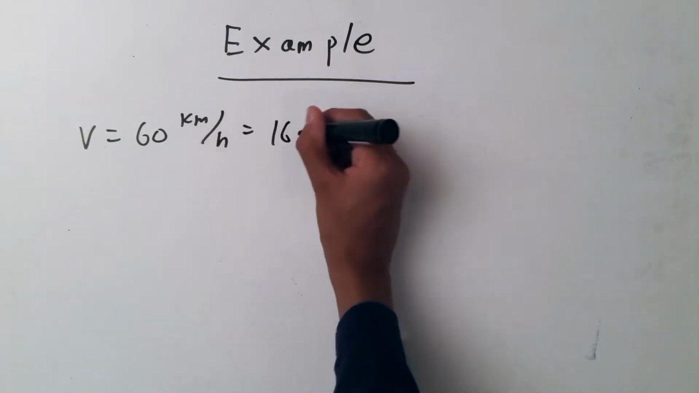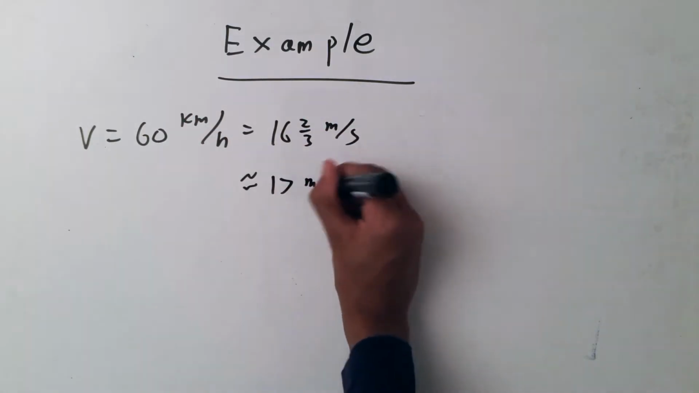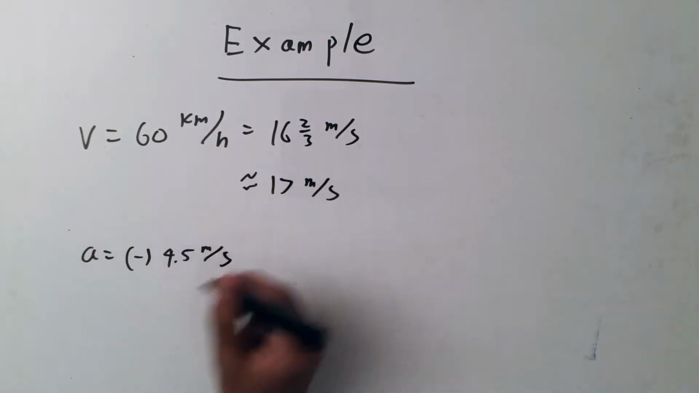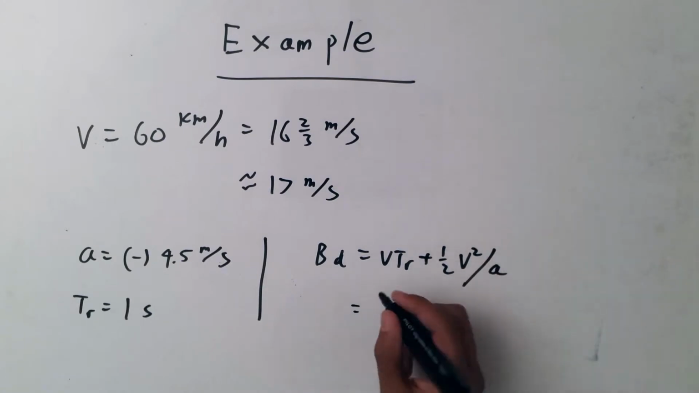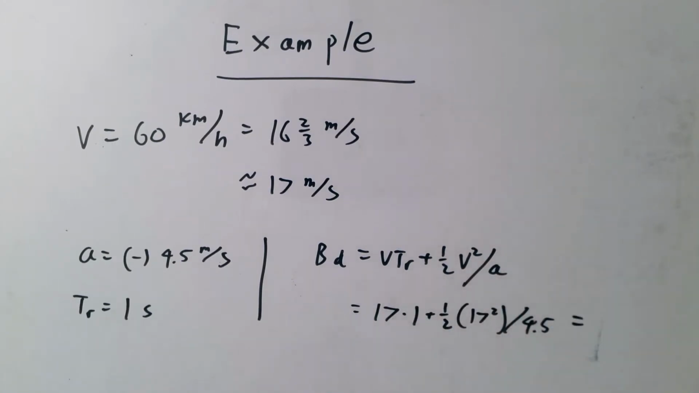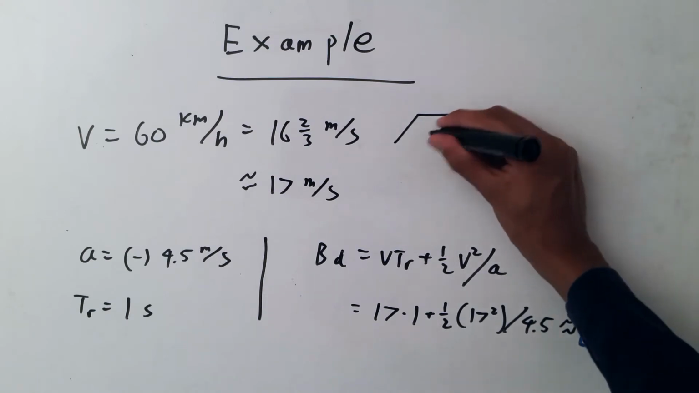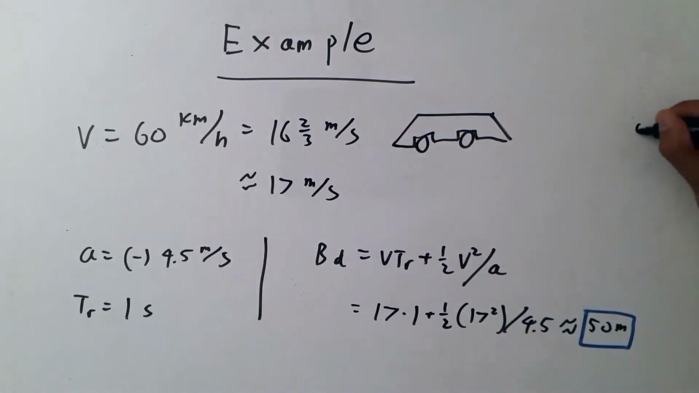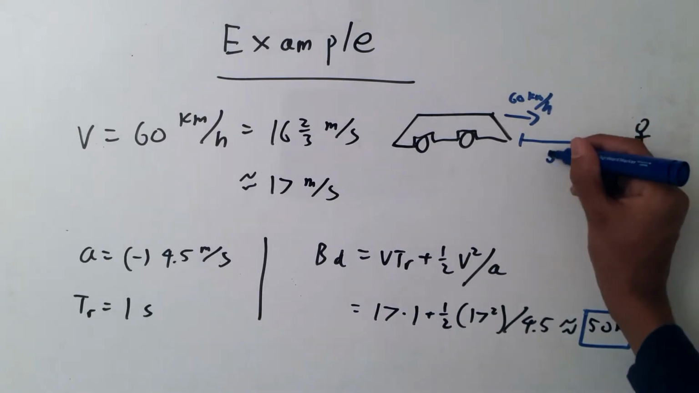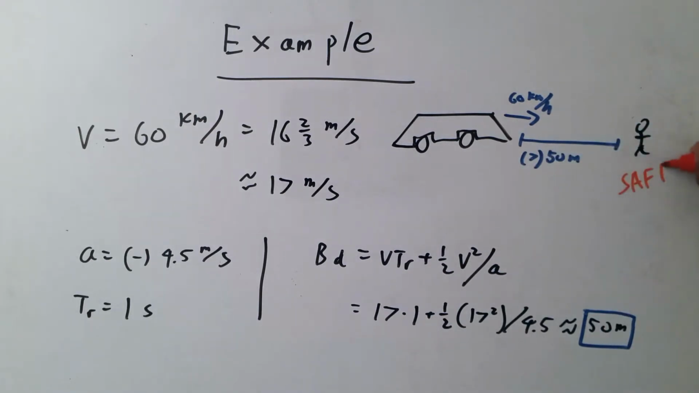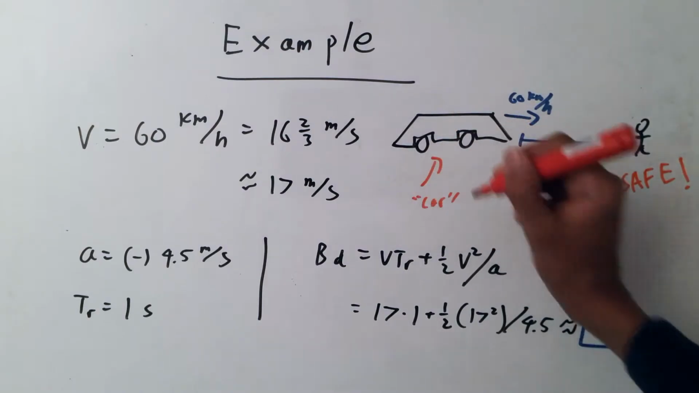We will now consider an example. Consider a car moving at 60 km an hour, or about 17 meters per second. An average car has a braking acceleration of negative 4.5 meters per second squared, with a driver's average reaction time being about 1 second. Using the braking distance formula, we can calculate the braking distance required to be about 15 meters. This means that if a car is moving at 60 km an hour, and an obstacle is sighted by the driver more than 15 meters away, the driver can stop safely. However, if the obstacle is closer, the driver may not be able to stop in time.